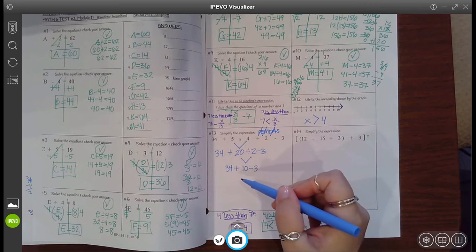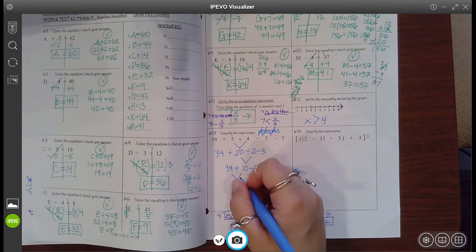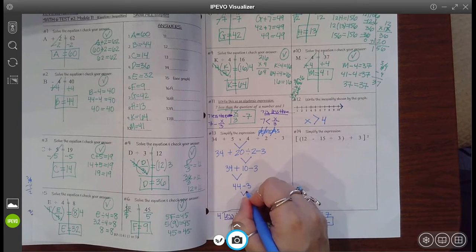And then now all there's left is addition or subtraction. So go from left to right. 34 plus 10 is 44. And now you have just 44 minus 3.